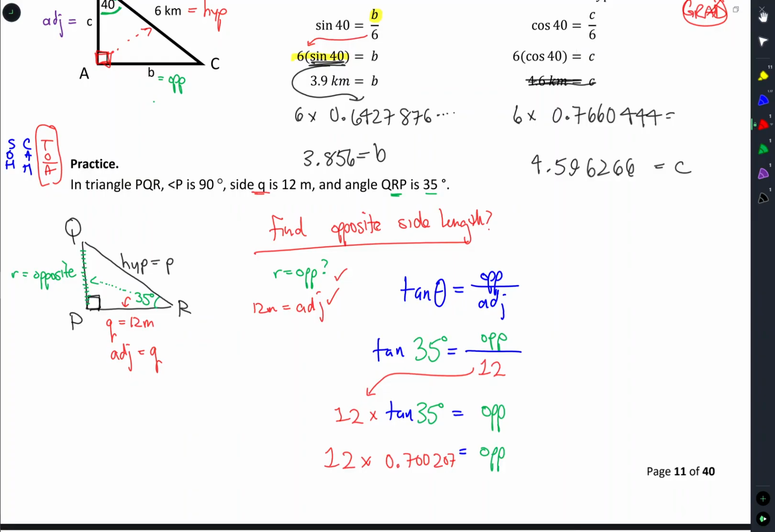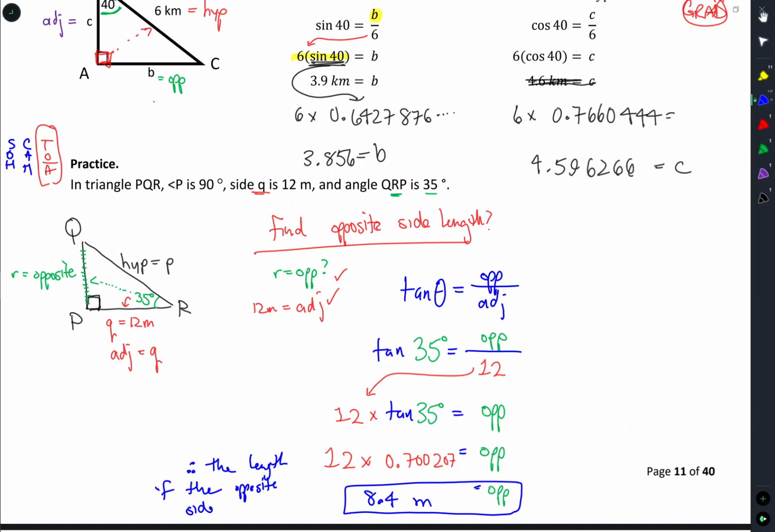I'm going to leave that all in my calculator, press times 12 equals, and I'm going to get the length, or the calculator is going to tell me the length of the opposite side is 8.4. Now, these happen to be meters, so the length of the opposite side is 8.4 meters.